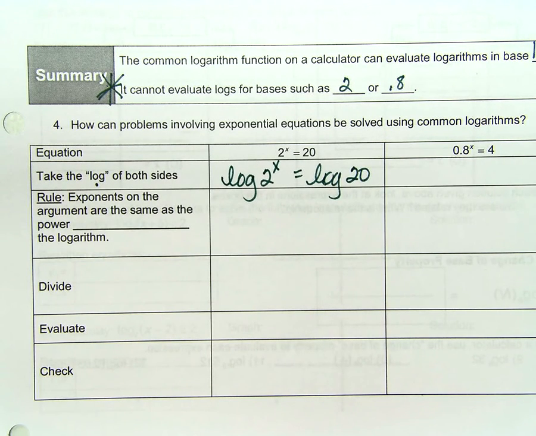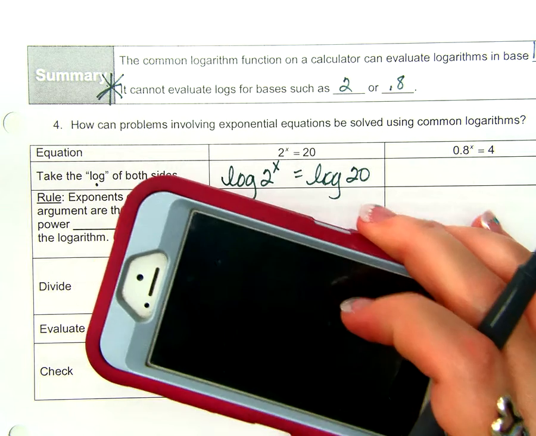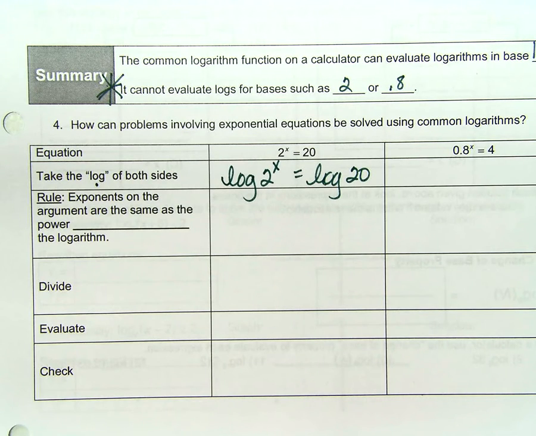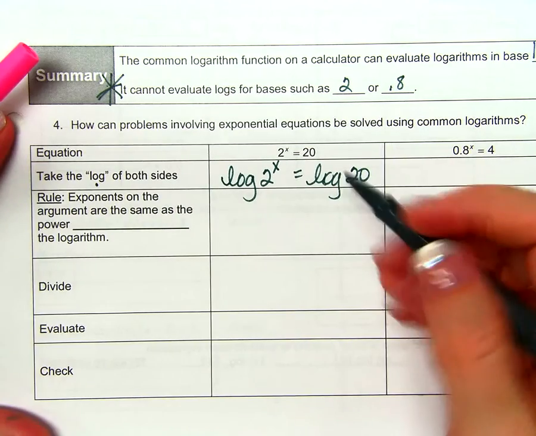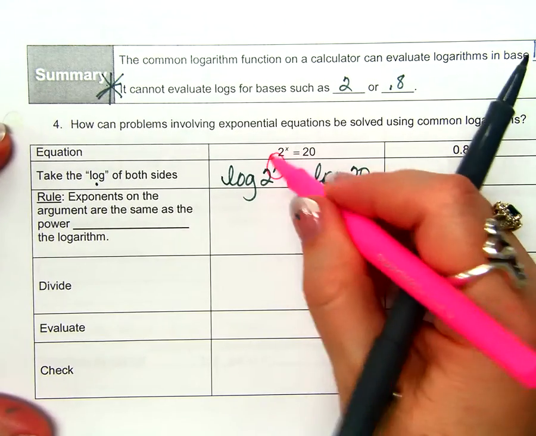Now, what base of log did I take? 10. Accidentally or on purpose? Really on purpose, right? Because that's one of the logs that even your simple phone calculators can use, right? Or can do.